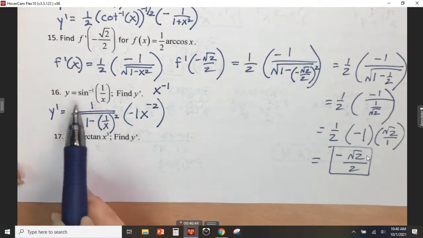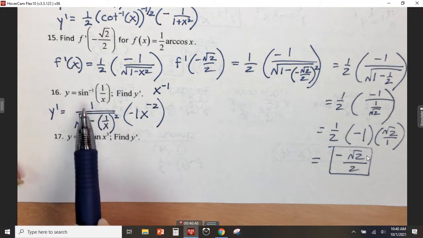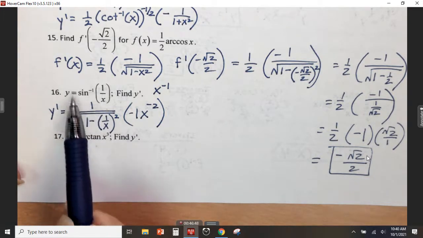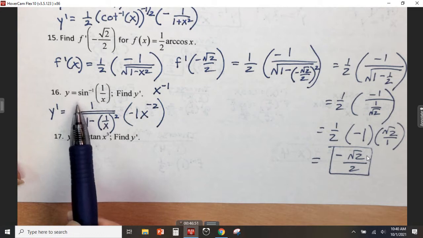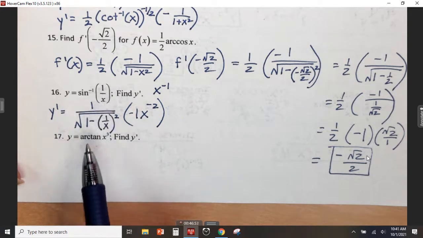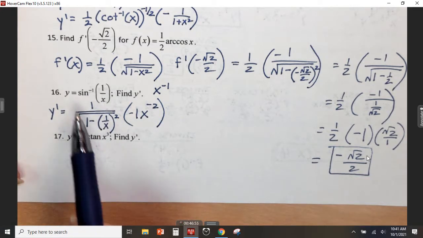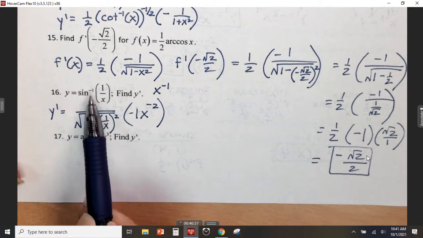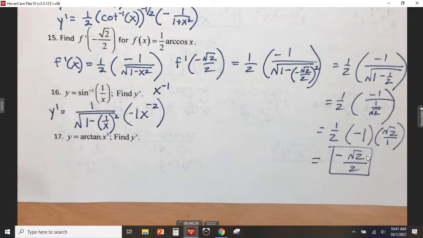Well, this is not a product of two functions. This is a composition of functions. The inverse sine is the outside function, and the 1 over x is the inside function. If it was inverse sine with another x there, then you would have to use the product rule because there'd be two functions. Wait, so are we done? We're done with 16. We're going on to 17 though.